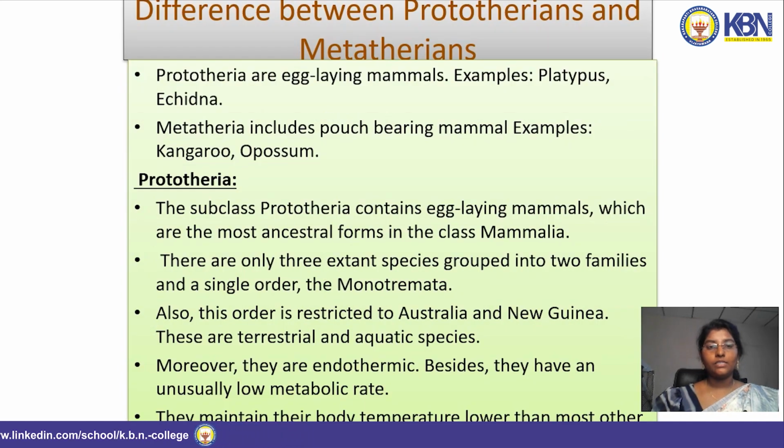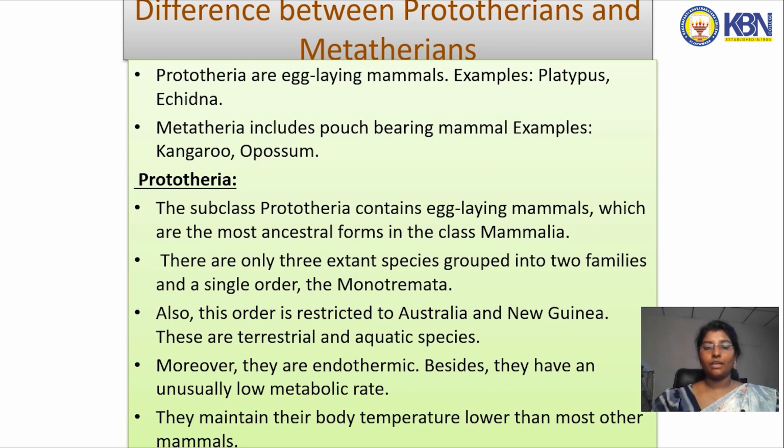Next, let us know about the differences between prototherians and metatherians. First, Prototheria are egg-laying mammals. Examples: platypus, echidna. Next, Metatheria includes pouch-bearing mammals. Examples: kangaroo, opossum.